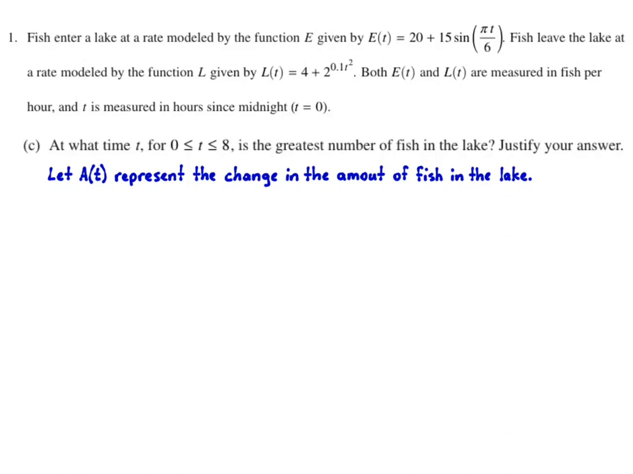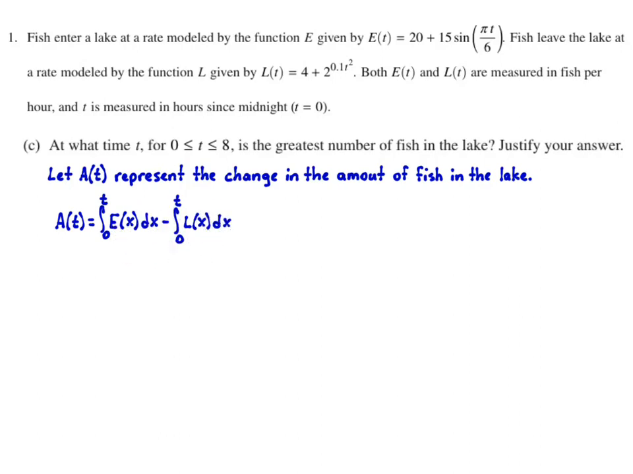Okay. So let me write that equation. That equation would be A of t equals the integral from 0 to t of E of x dx minus the integral from 0 to t of L of x dx. So the change in the amount of fish is equal to the amount that was added, because E represents the rate in, minus the amount that was taken away, because L represents the rate out. So the integral of the rate in is how many have gone in. The integral of the rate out is how many have gone out.